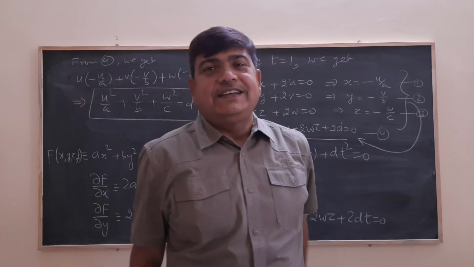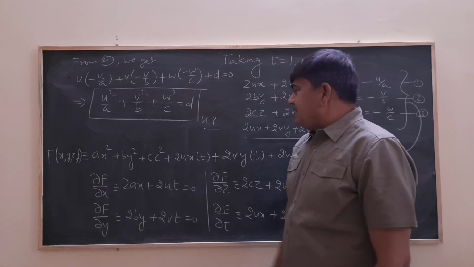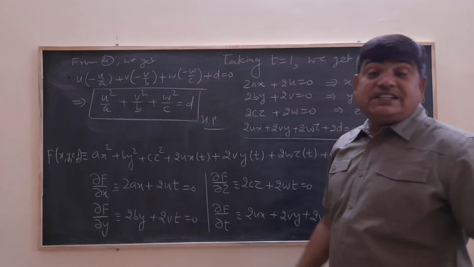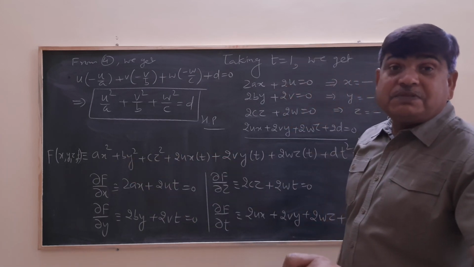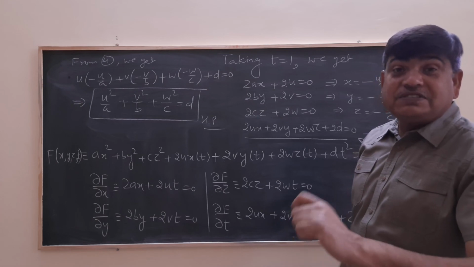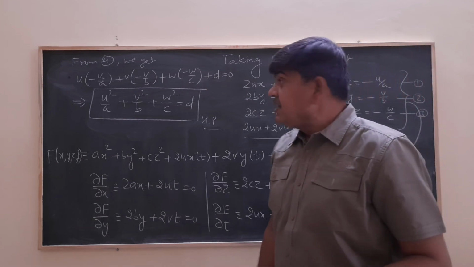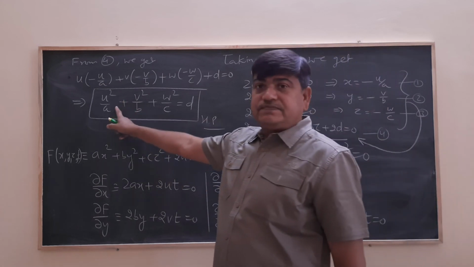Understood? So ax square plus by square plus cz square plus 2ux plus 2vy plus 2wz plus d equals 0 represents a cone if this equation holds.